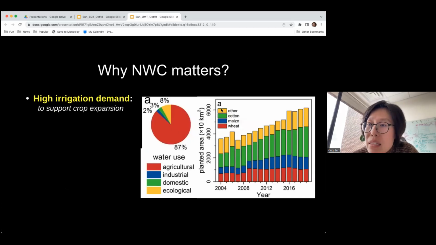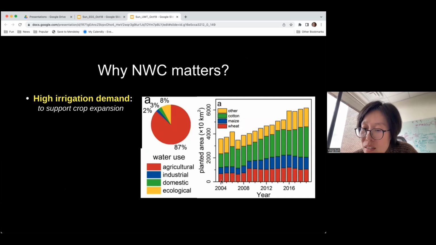But why does understanding the mechanism matter? Number one is because in this region, there is a high irrigation demand. When we look at this pie chart, we can see in this region, the agricultural water use accounts for 87% of the total water use.